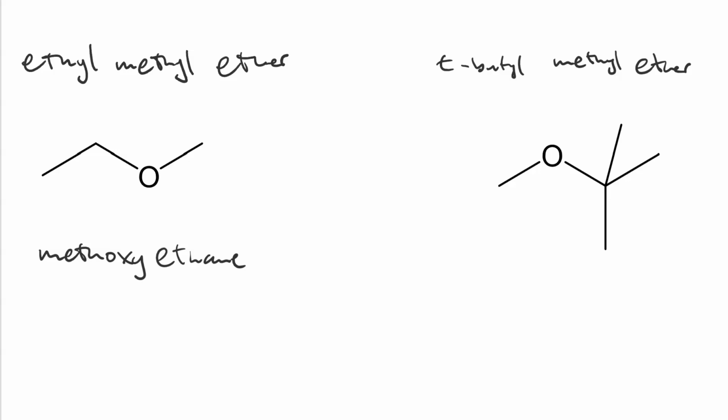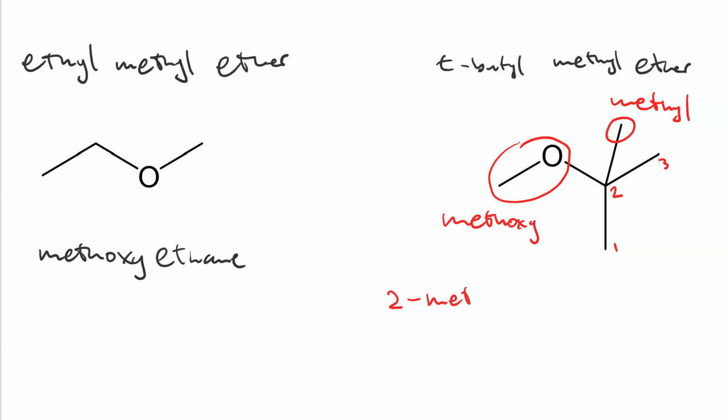For t-butyl methyl ether, clearly the t-butyl is the parent, but we want to use the systematic name. The longest carbon-carbon chain in t-butyl is 3 carbons long. So carbon 2 has a methoxy substituent and a methyl substituent. The systematic name becomes 2-methyl-2-methoxypropane.